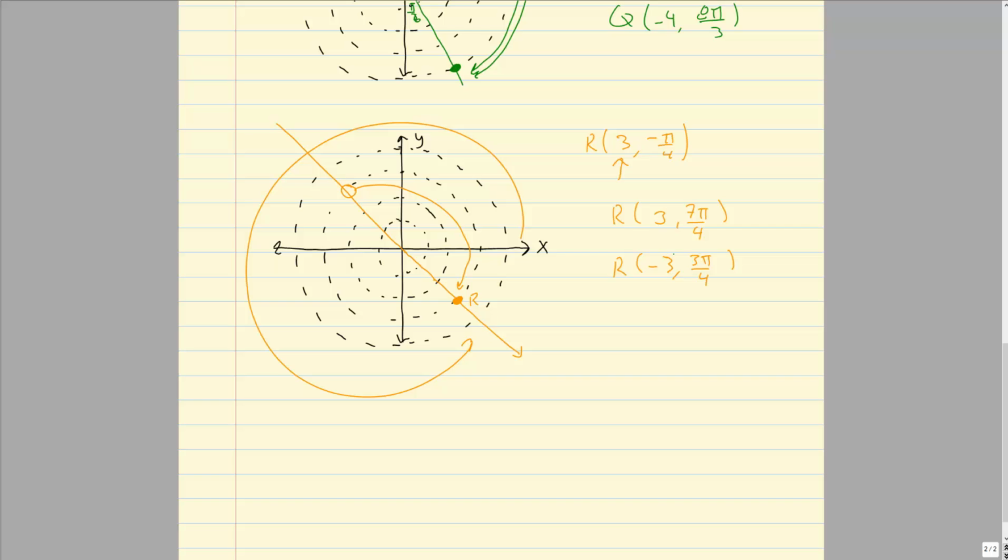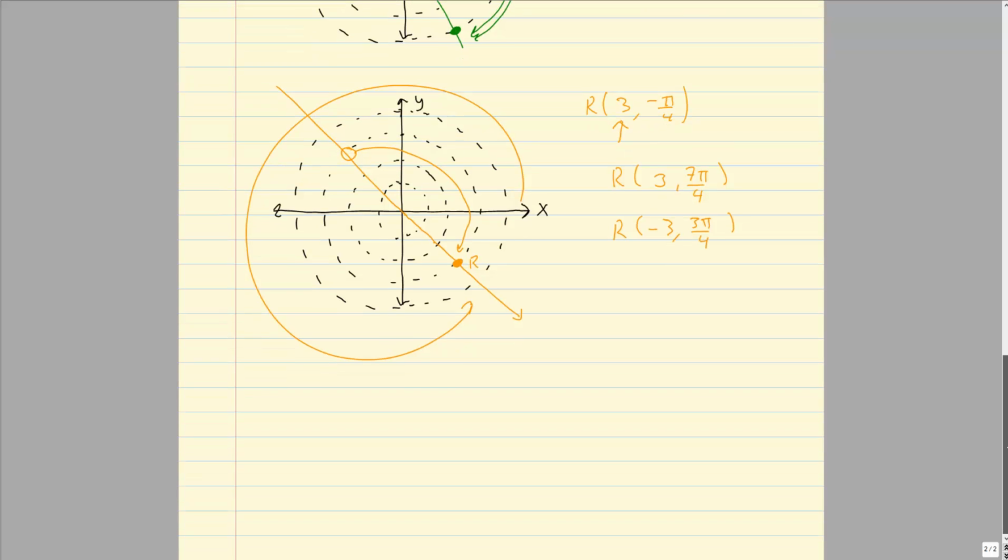So if I do 3 pi over 4, go out 3 units and then negate it or reflect it into the fourth quadrant, it works perfect. So that's the polar coordinate system. We're going to be working with it quite a bit.